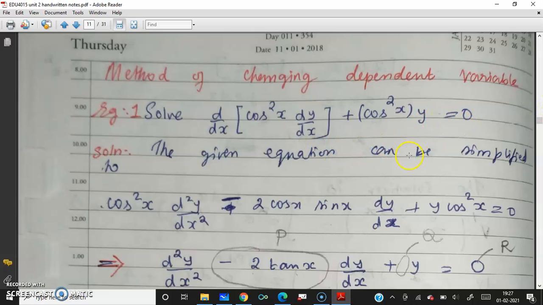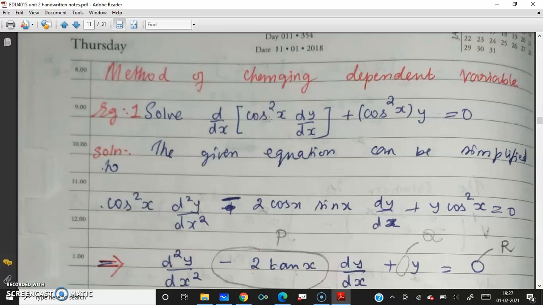Equal to 0. The given equation can be simplified to d/dx of (cos²x dy/dx). No, we are going to use the uv form. That is, first you keep cos²x as it is, and differentiate the other, that is d²y/dx², and then you keep dy/dx as it is, and you are going to differentiate u. If we differentiate cos²x, what will it be?